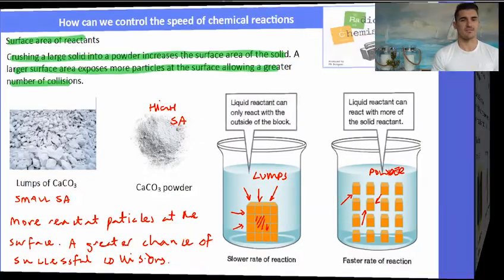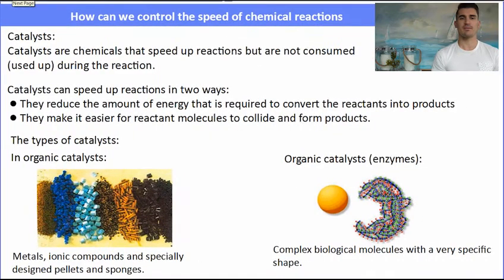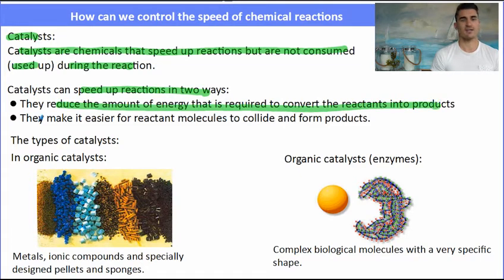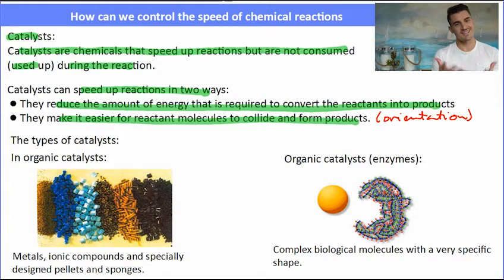Okay, a catalyst. Catalysts are chemicals that speed up reactions but are not consumed during the reaction. There are usually two types of catalysts: inorganic catalysts and organic catalysts, and they both do a similar thing. Catalysts speed up reactions in two ways. They reduce the amount of energy required to convert the reactants into products, and they make it easier for the reactant molecules to collide and form products, so they assist in the orientation.